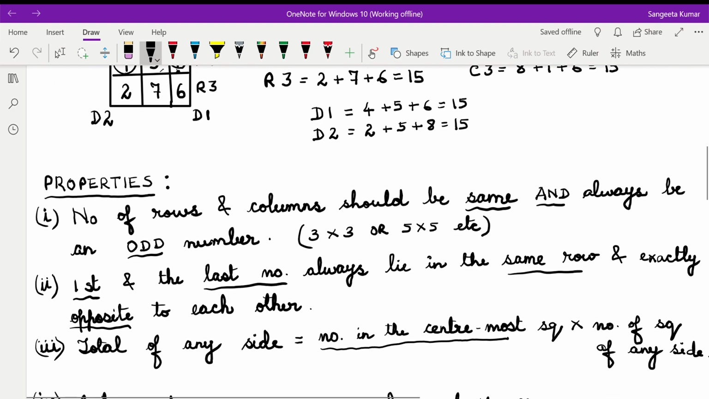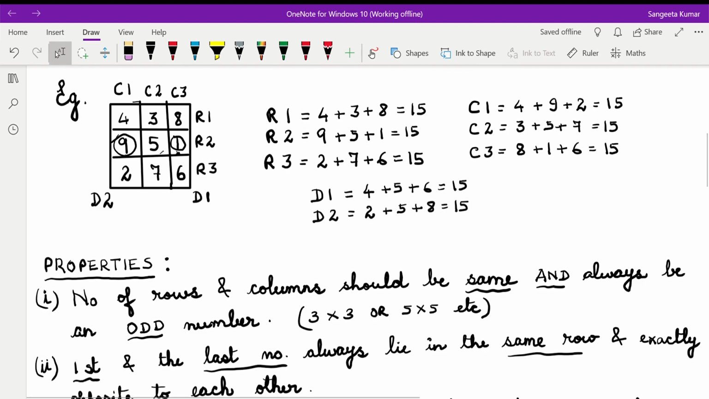The third property is the total of any side. How do we find the total of any side? It's a very simple formula. The number in the centermost square multiplied by the number of squares on any side. As you can see here, the center number is 5. It is to be multiplied by the squares on any side. Every side has 3 squares. So when we multiply 5 with 3, we get 15. So the sum total is 15.